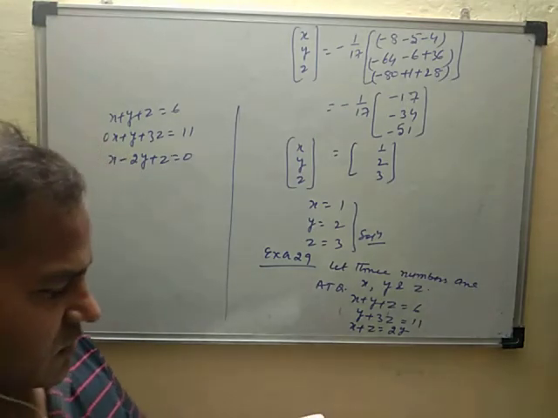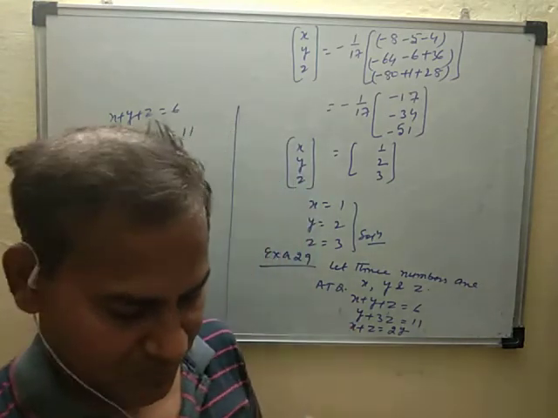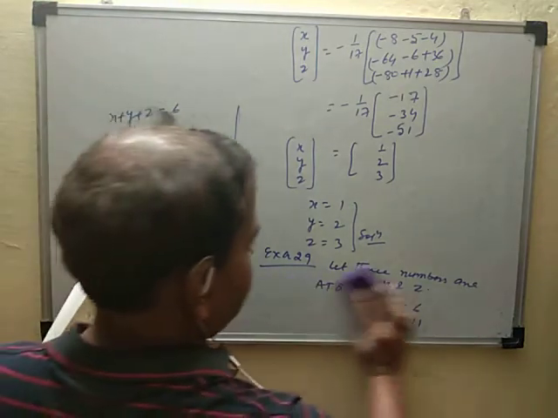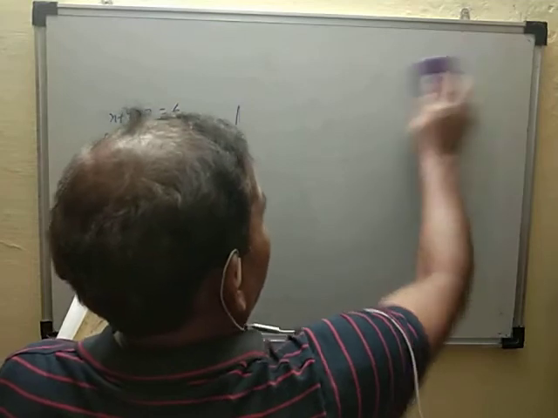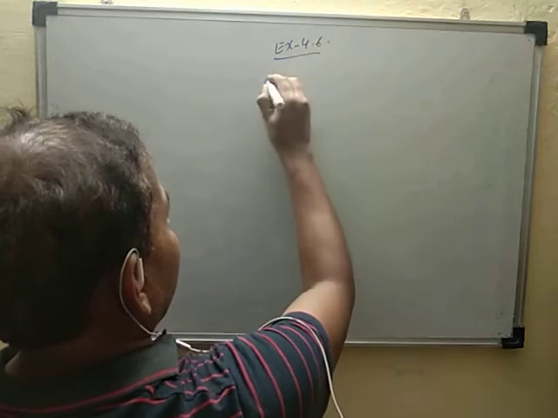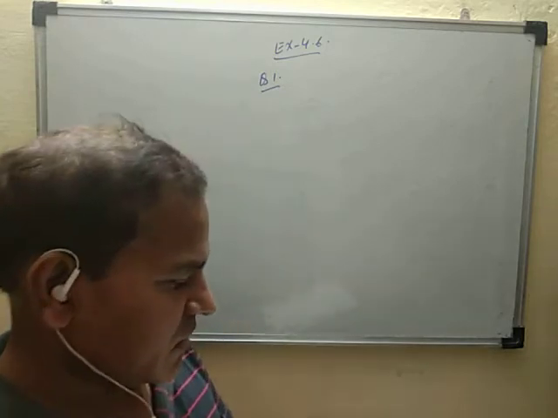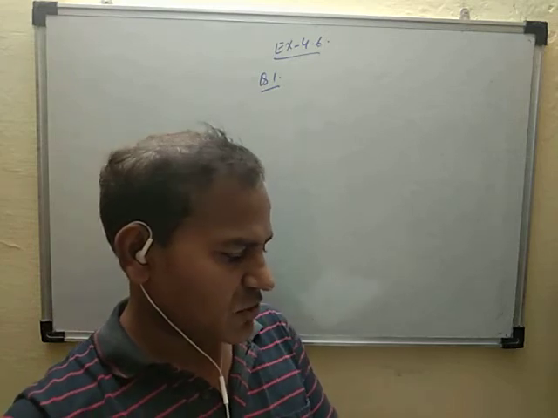Okay, so now exercise 4.6. Exercise 4.6. First question number 1. Question is: examine the consistency of the system of equations in exercises 1 to 6.